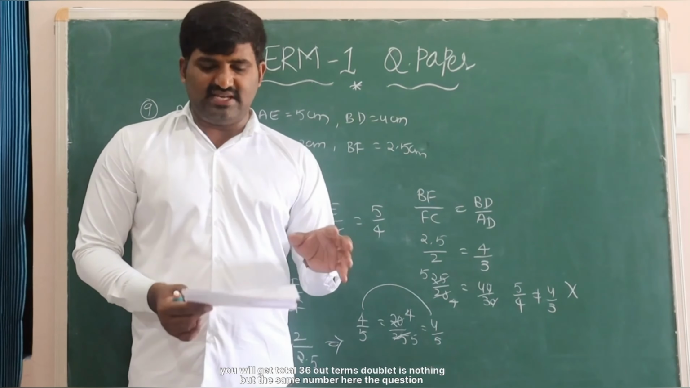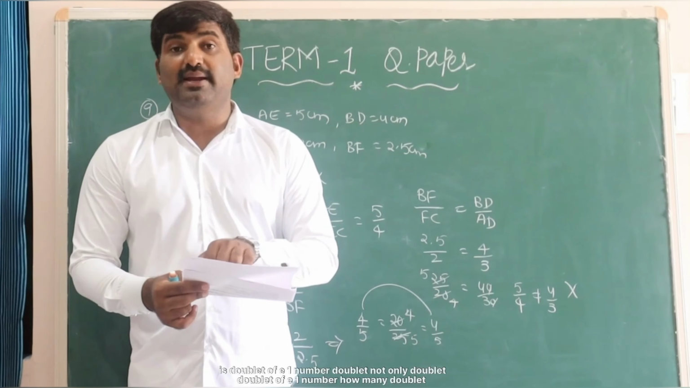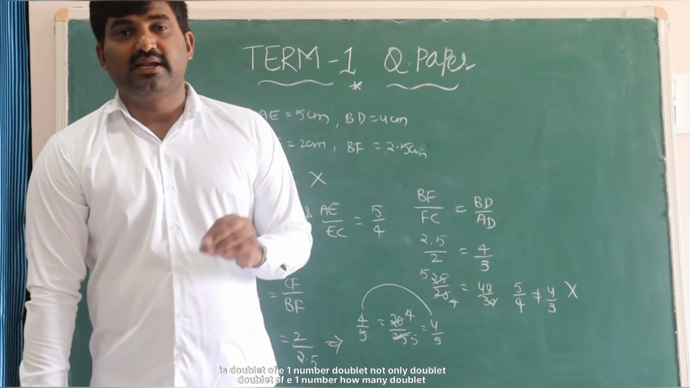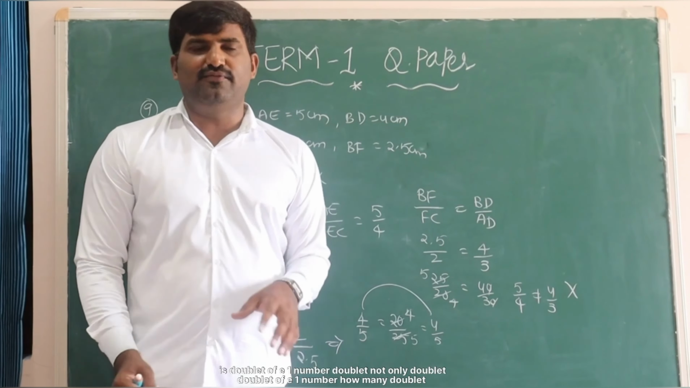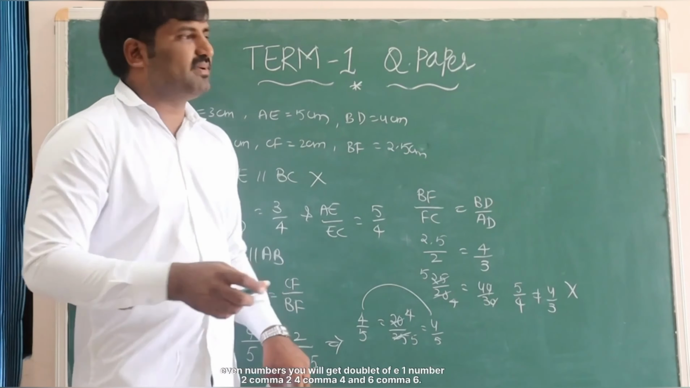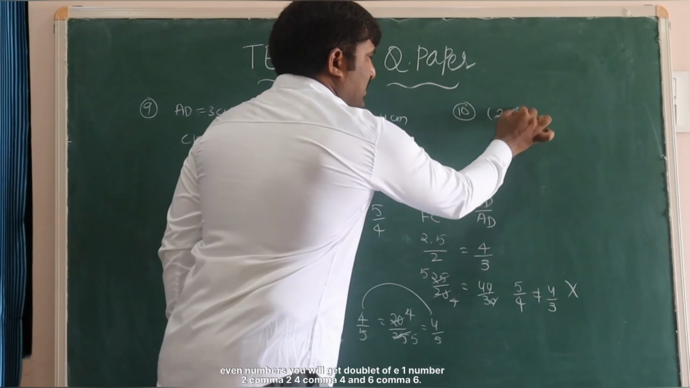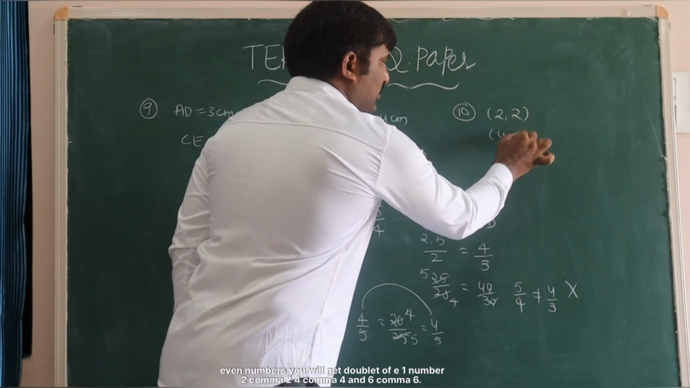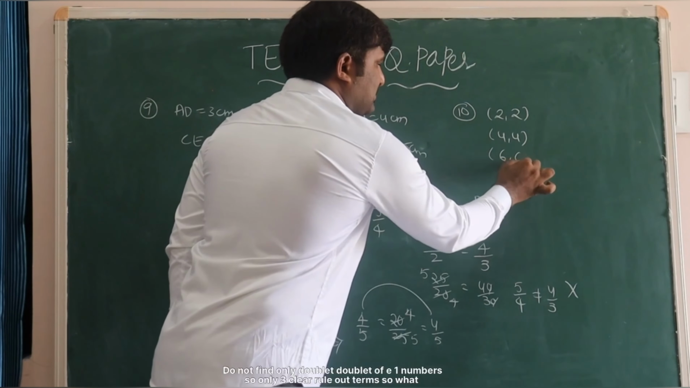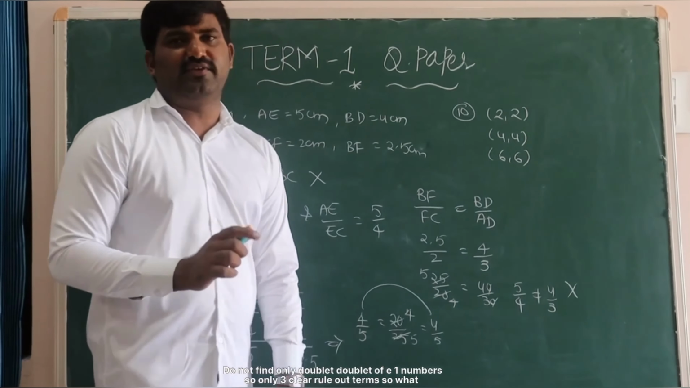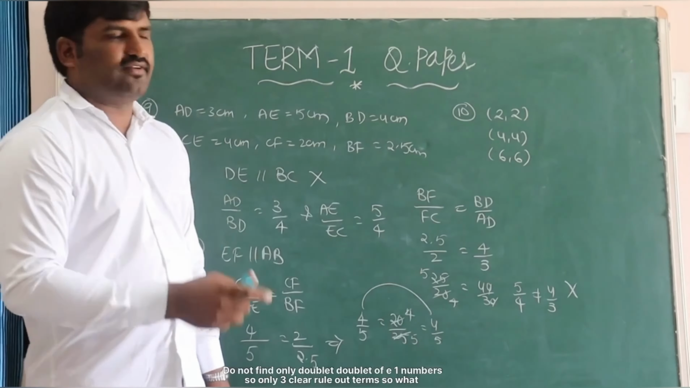Doublet is nothing but the same number. Here the question is a doublet of even number, not only a doublet. How many doublets of even numbers will you get? Doublets of even numbers are 2 comma 2, 4 comma 4 and 6 comma 6. Don't write only doublet; write doublet of even numbers. So there are only 3 favorable outcomes.